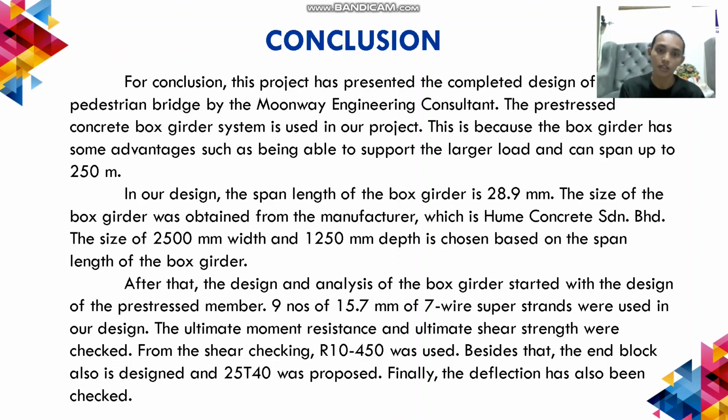After that, the design and analysis of the box girder started with the design of the prestress member. 9 strands of 15.7 millimeters 7-wire super strands were used in our design. For shear, R10 at 450 was used. Besides that, the end block is also designed, and 35T40 was proposed. Finally, the deflection has also been checked. That's all.